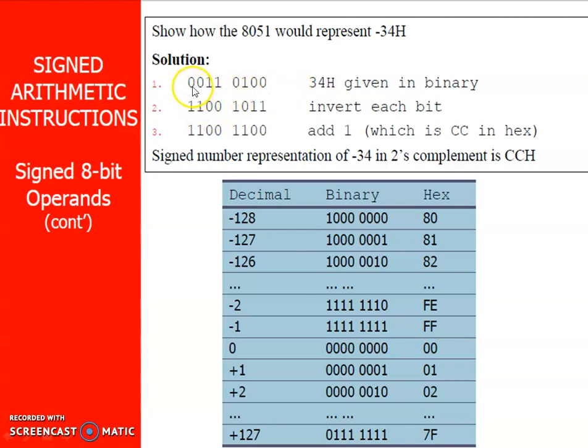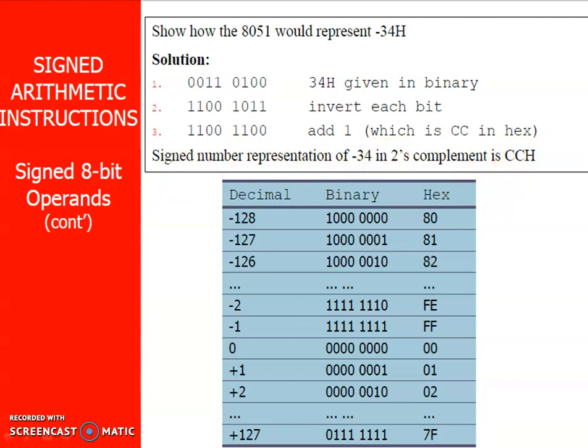Next step is invert all the bits. So whatever value you got in the first step, invert all the bits in the second step. That is the second step. In the third step, you have to add 1 to the value that you have got in the second step. So in the third step, that is the result. When you add 1 to the value you got in the second step, you are going to get this value, which is equivalent to CC in hexadecimal. Therefore, the signed number representation of minus 34H is CCH.